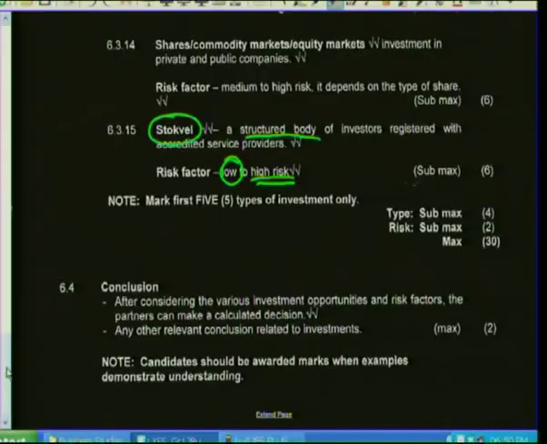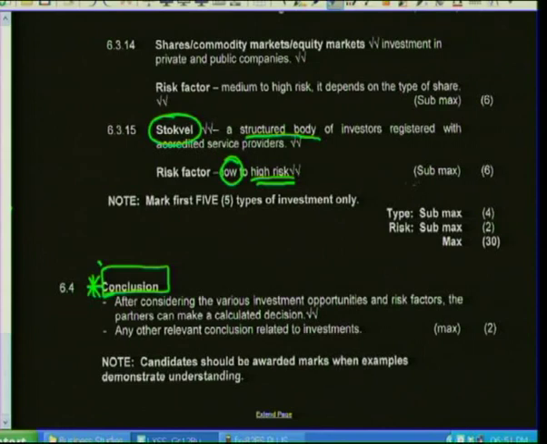The last thing, grade 12s, that we need to include is a conclusion. A conclusion is just as important as your introduction. So you need to conclude. You need to now say, after doing this essay, this is what I have found. So let's see what I said. After considering your various opportunities and your risks, the partners can then make a calculated decision. Only 2 marks will be allocated for your conclusion.